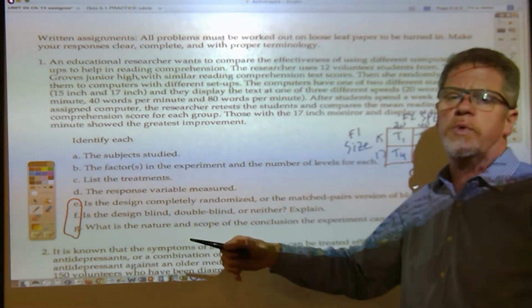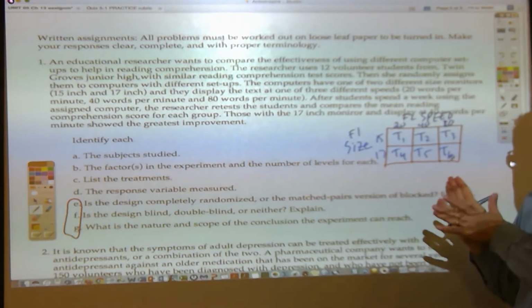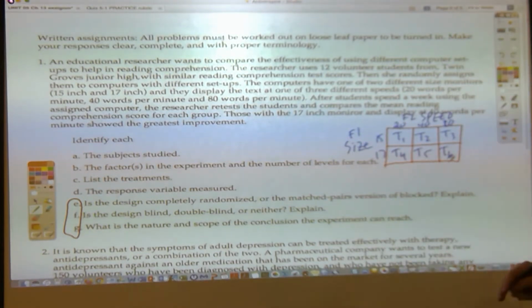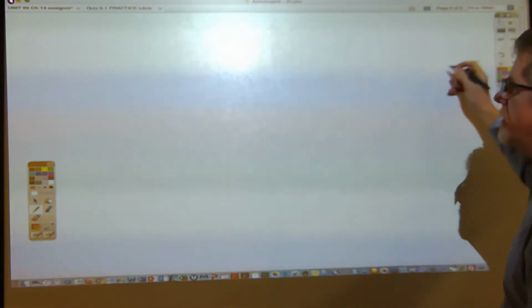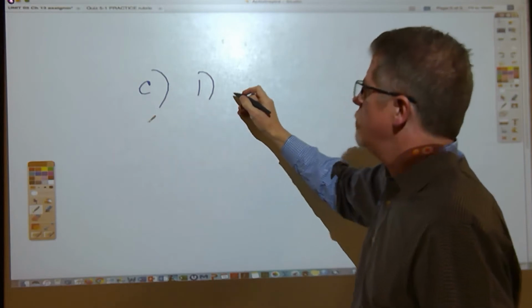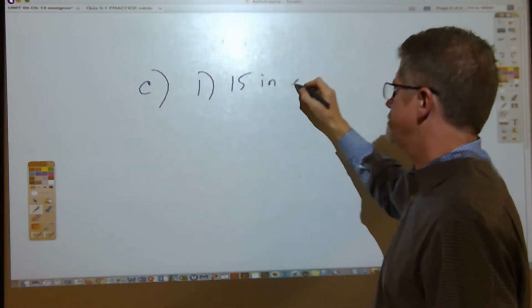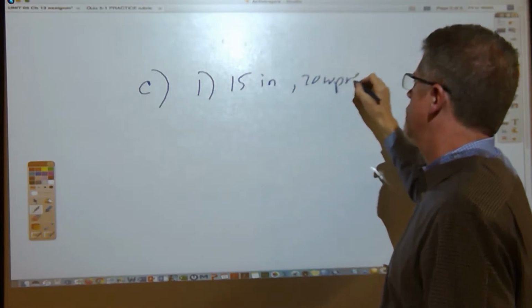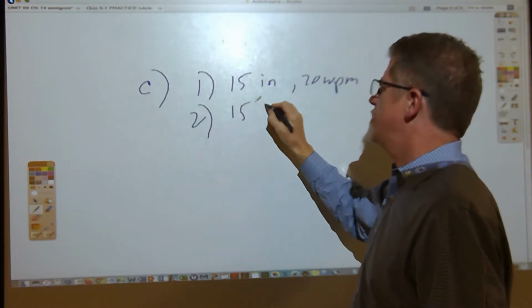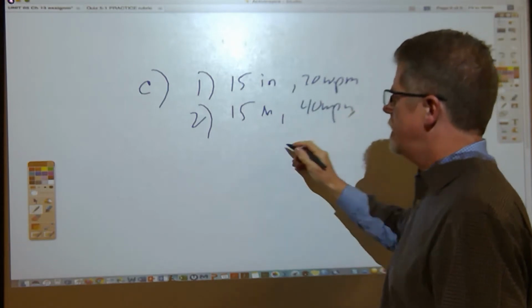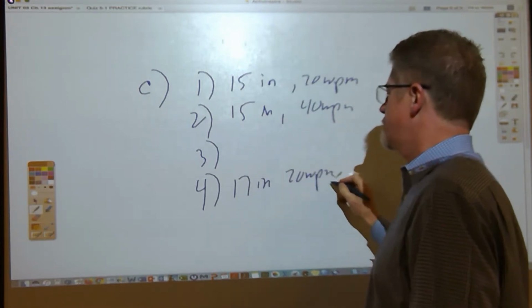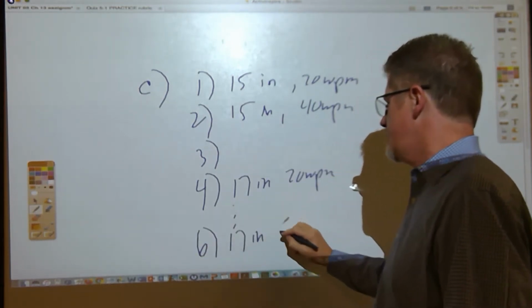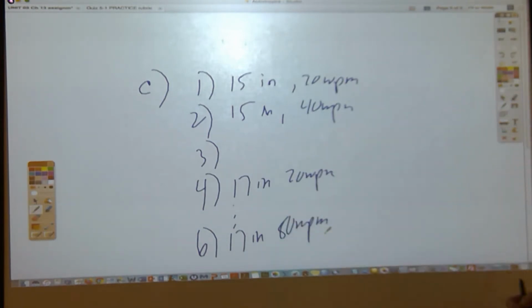So when it comes to part C, when you listed the treatments, you can't just leave it as a table. You actually have to write out the list of all 6 treatments. I don't care which order you go in, but it would go something like this. Your treatment list might have been for part C. Treatment 1 was the 15-inch monitor, 20 words per minute. It's first item in the list. And then 15-inch, 40 words per minute. 15-inch, 80 words per minute. Then treatment 4 might have been 17-inch, 20 words per minute, all the way down to treatment 6, which would be 17-inch, 80 words per minute. So that's how you should have listed the treatments in part C.